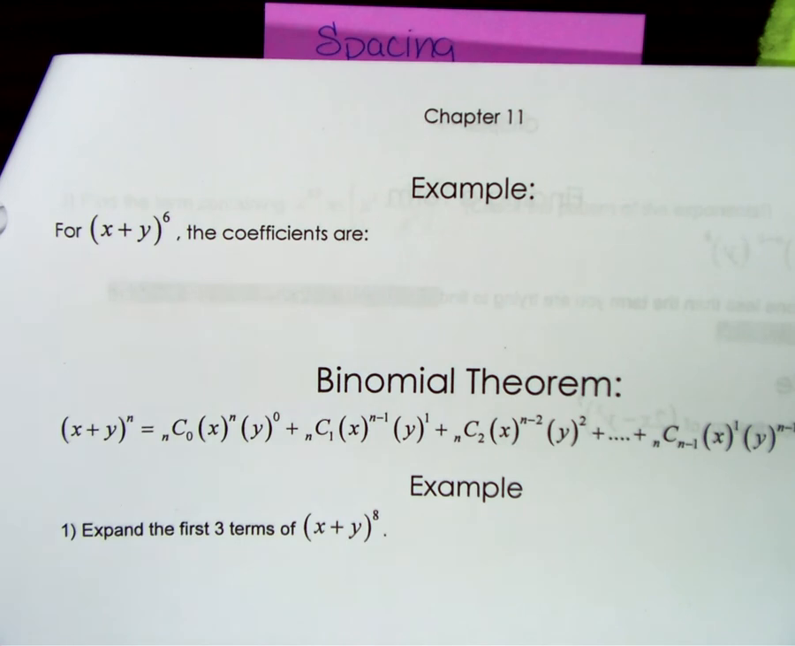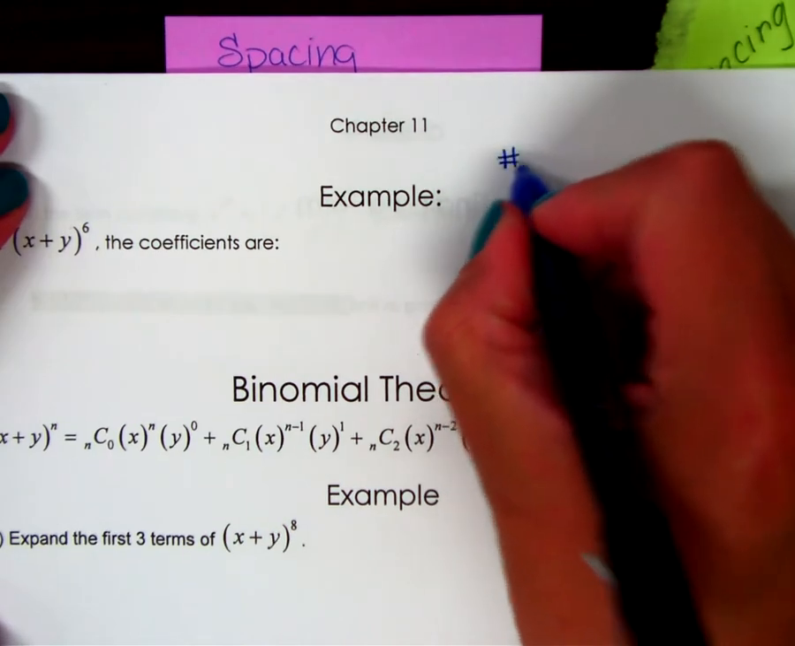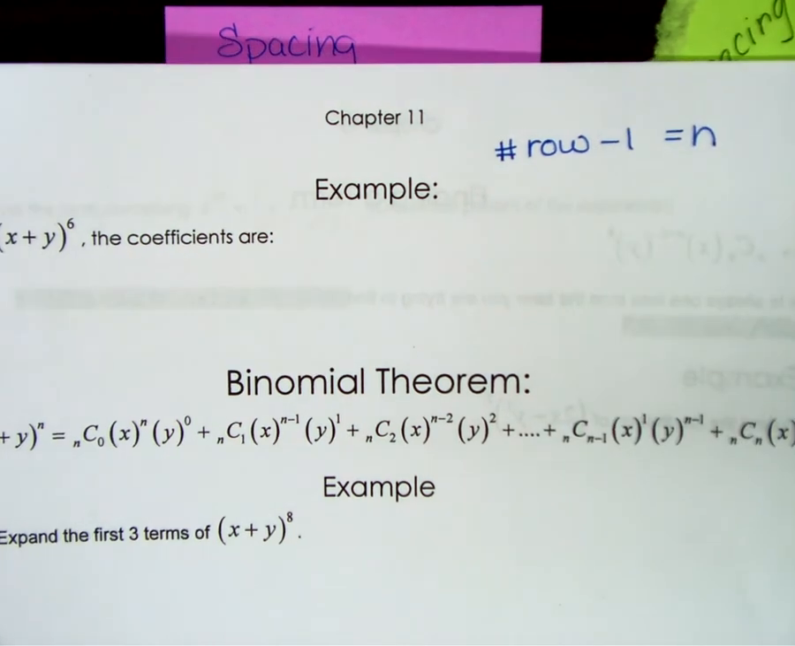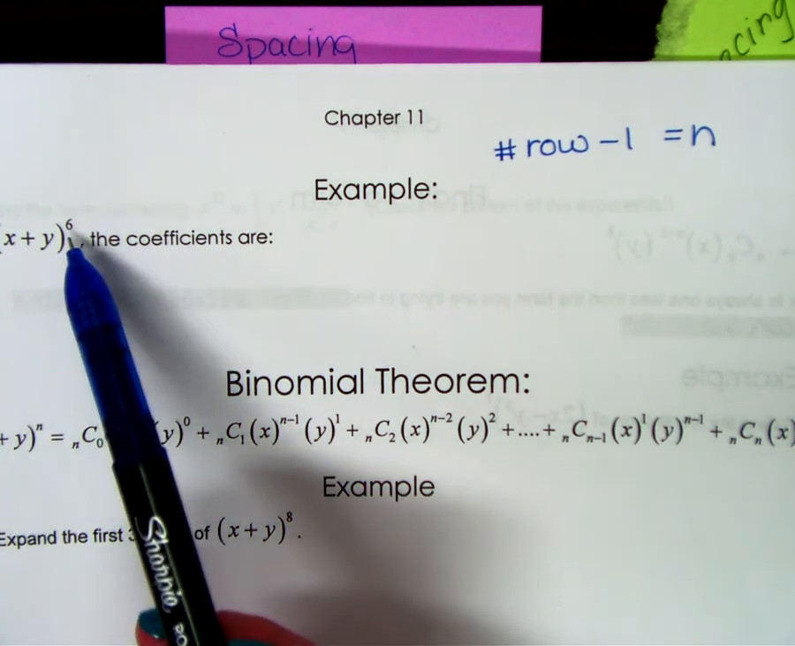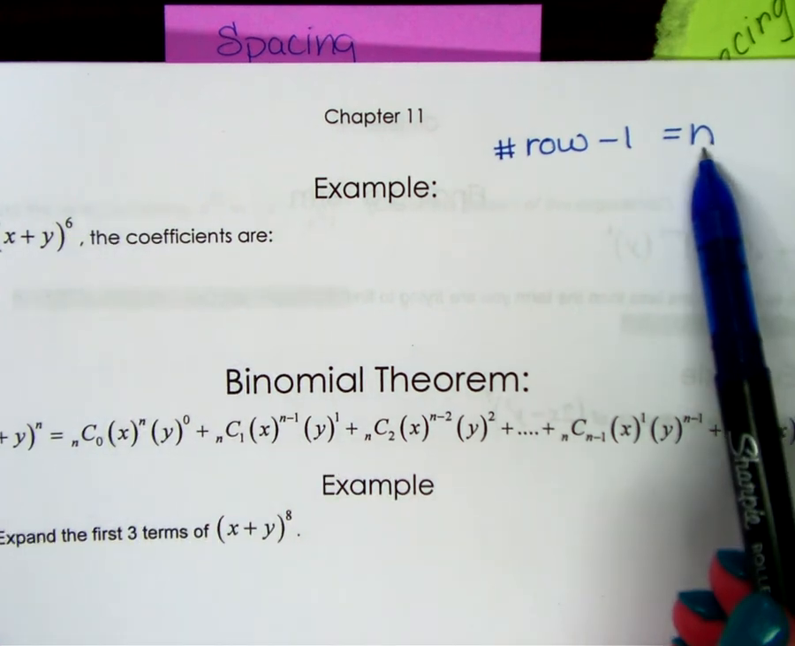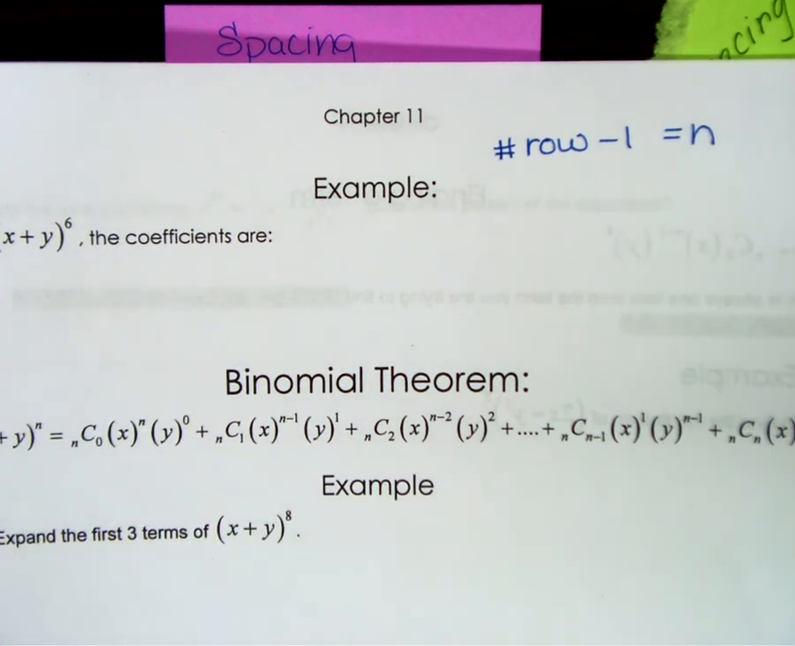Because number of rows minus 1 equals your n, right? Isn't that what we said on the last page? Still no. So what do we know? We know the exponent is, so we know n is 6. If I put 6 in here, and I want to isolate the number of rows, I'm going to add 1 to both sides. So what row are you in? 7. Okay, just wanted to throw that at you. Thank you. Okay, do the coefficients.